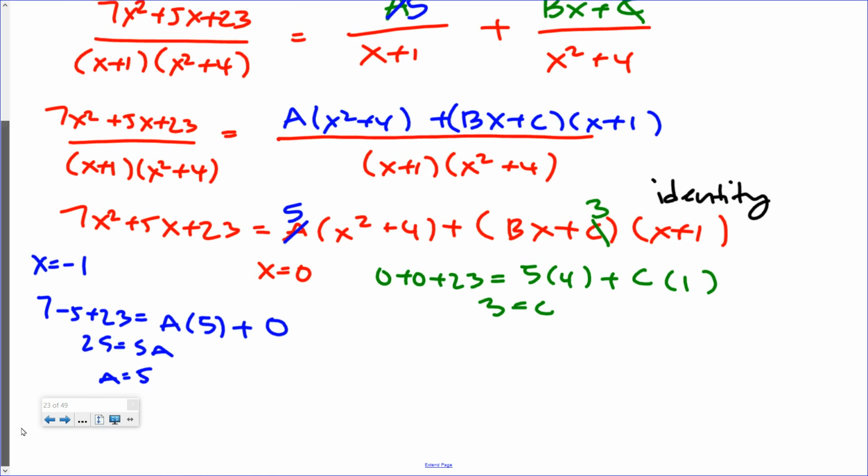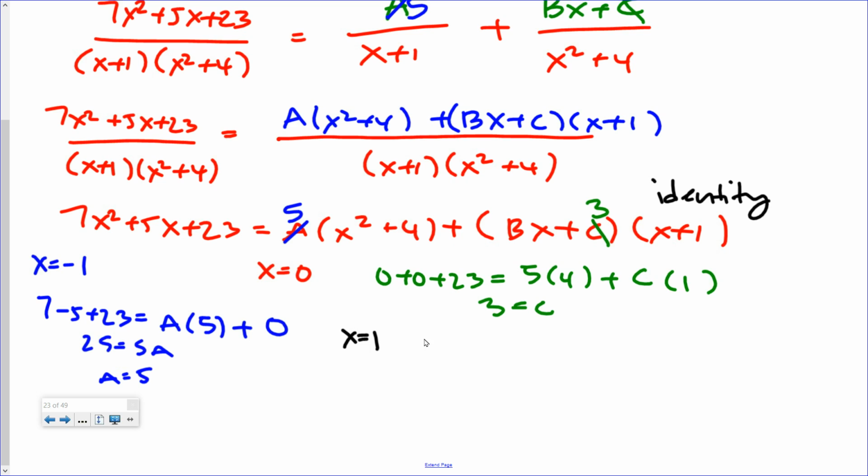Let's go back to my identity and figure out a B. What's another good number for X? I'm kind of out of good numbers, but guys, remember, I can pick any number I want. So I've picked 0. I've picked -1. What would you like to plug in? 1. Do you guys see that? You can plug in 212. Again, it'll work, but it's going to be bad. So let's do X equals 1.